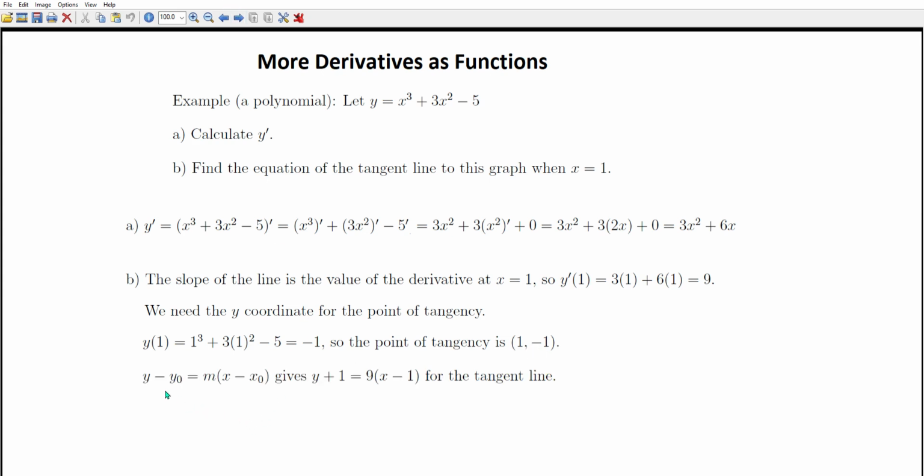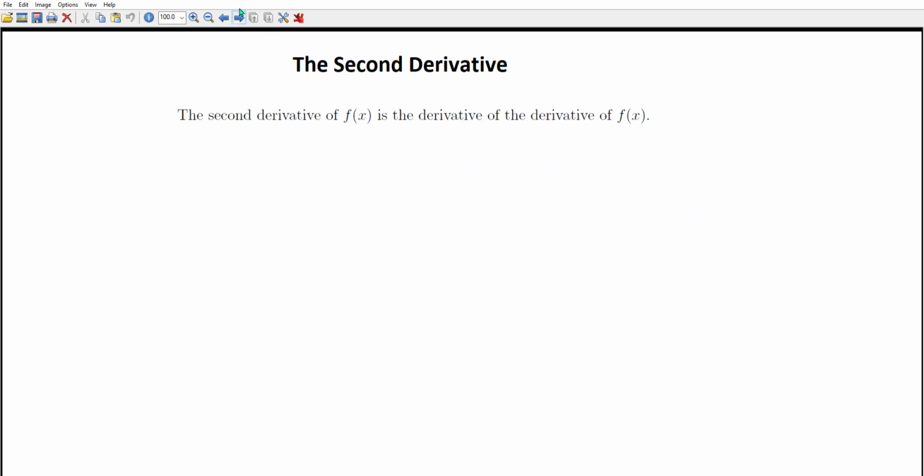We plug into point-slope: y minus y naught equals m times (x minus x naught). Since y naught is minus 1, we have y minus minus 1, or y plus 1. And m is 9, we calculated that, it's the slope, times (x minus 1), because it's happening at x equals 1. And that's the equation of the tangent line.